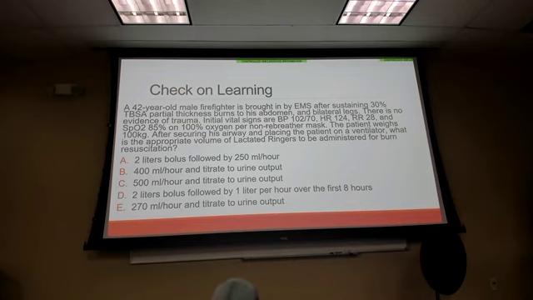A 42-year-old male firefighter is brought in by EMS after sustaining 30% TBSA partial thickness burns to his abdomen and bilateral legs. No evidence of trauma. Initial vital signs: blood pressure 102/70, heart rate 124, respiratory 28, SpO2 85% on 100% oxygen via non-rebreather. The patient weighs 100 kgs. After securing his airway and placing the patient on the vent, what is the appropriate volume of LR to be administered for burns using the rule of 10?